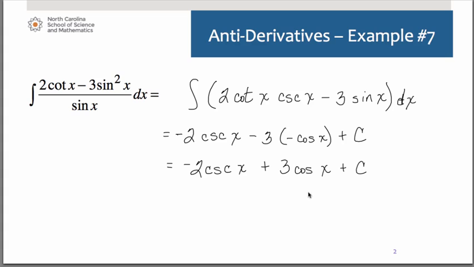Once again, you can check your answer by taking the derivative. You should get this integrand back again. Now, of course, this also presupposes that you did that rewriting from the beginning correctly.